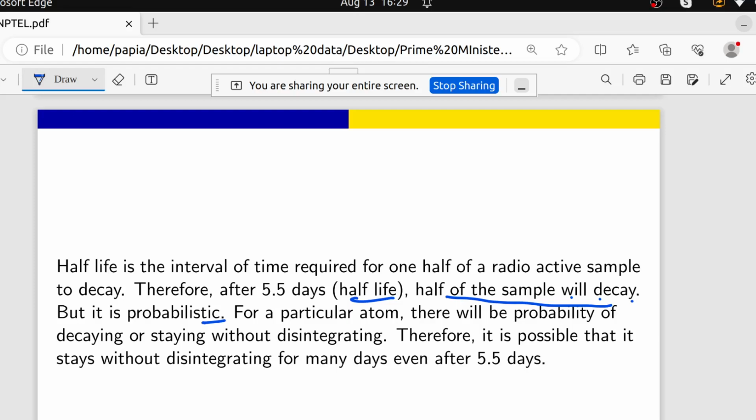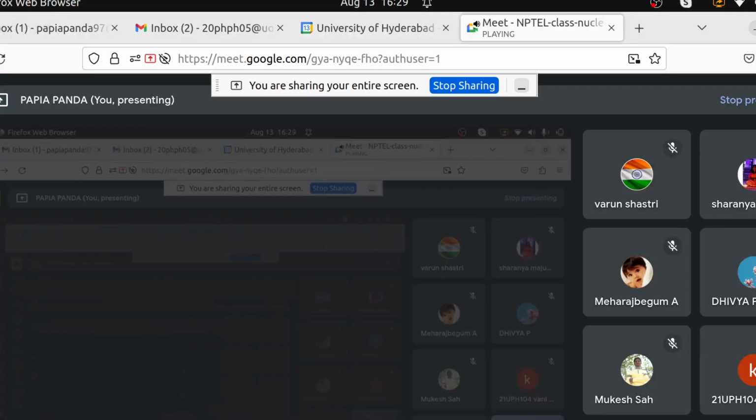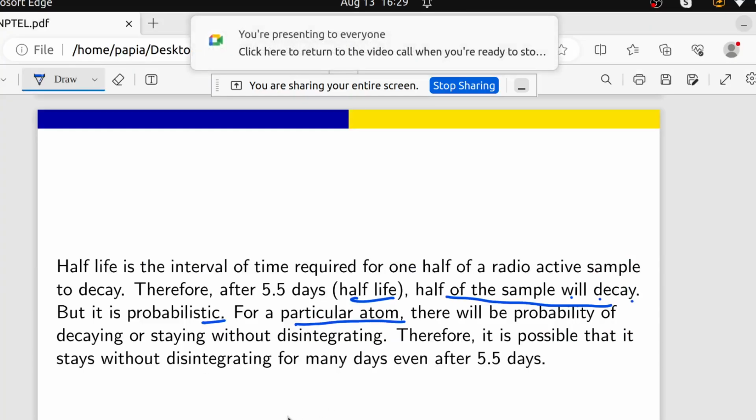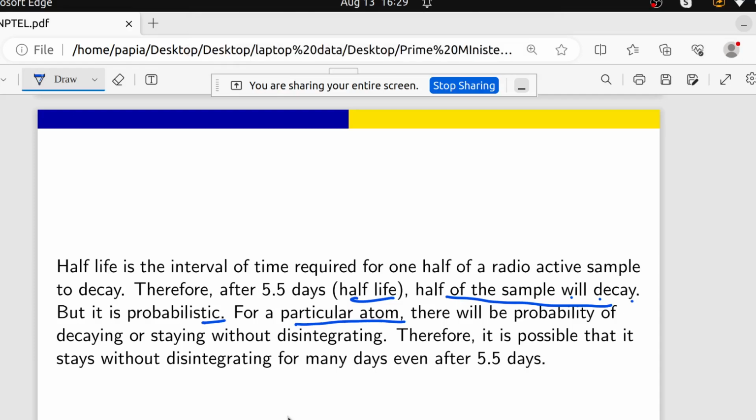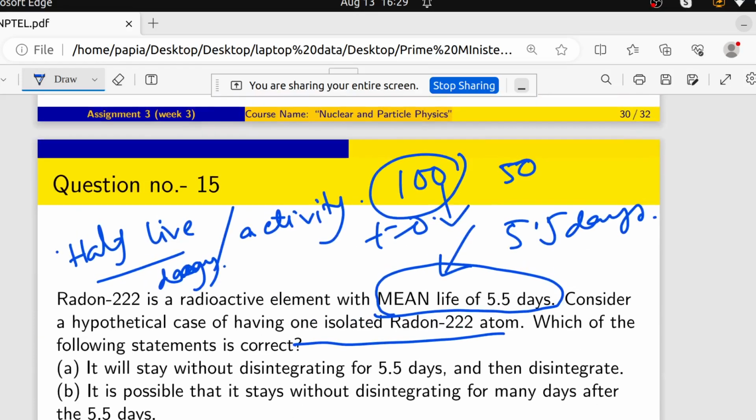The mean life means it is a probabilistic thing. For a particular atom, there will be a probability of decaying or staying without disintegrating. Therefore, it is possible that it stays without disintegrating for many days even after 5.5 days, because we are considering only one hypothetical case of having one isolated radon. Like as it is a mean life, that means it may not disintegrate even after 5.5 days also. It's a probabilistic thing, right?